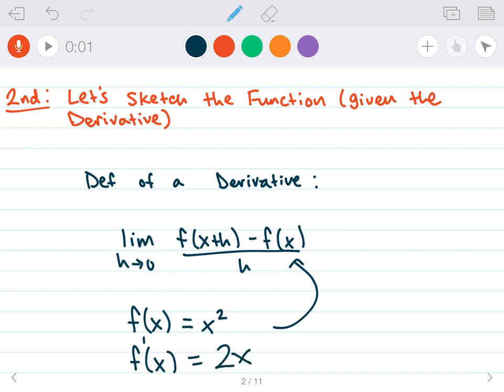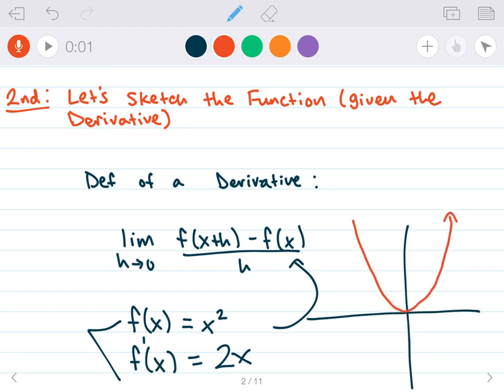Both of these are functions that we can graph. The actual graph is going to look something like this, x squared. And then 2x is going to look something like this, okay? So here we have a function and its derivative.